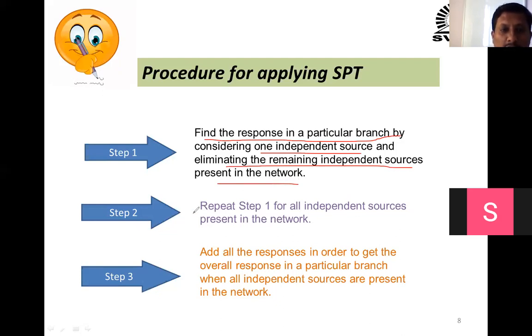So step number 2 is what? Repeat step number 1 for all independent sources present in the network. Okay. So step number 3 is what? Add all responses in order to get the overall response in a particular branch when all independent sources are acting simultaneously in the network.